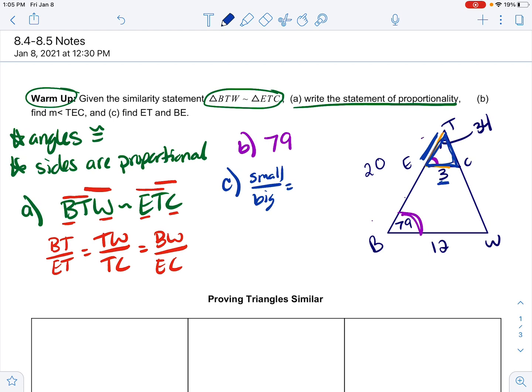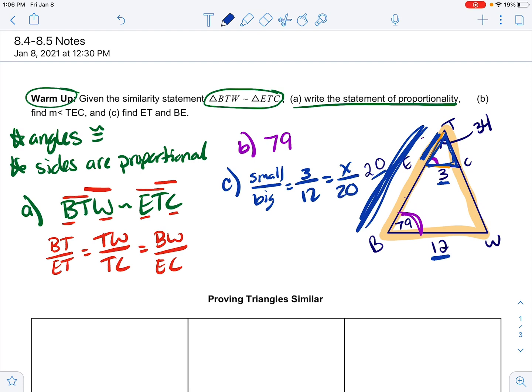Okay, so what sides do we know? I have this 3, and I see that as a base, and that goes with the base of the big triangle. Remember, the big triangle is this guy, which would be 12. Then I have my side. Well, I don't know what ET is, so I'll fill it in with x, but I do know this entire side for the big triangle is 20.